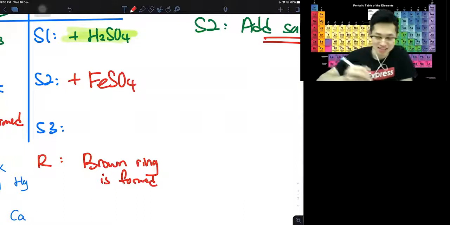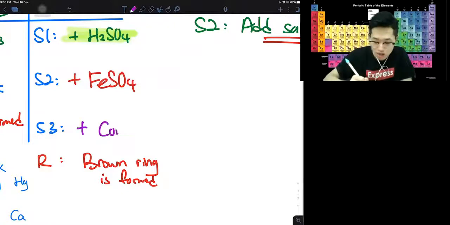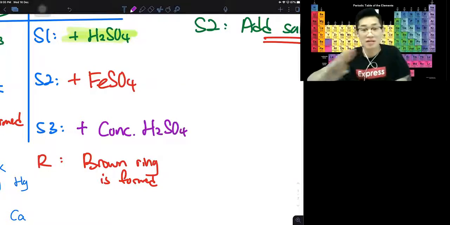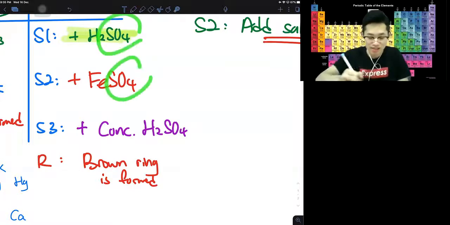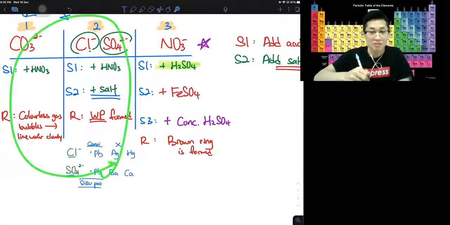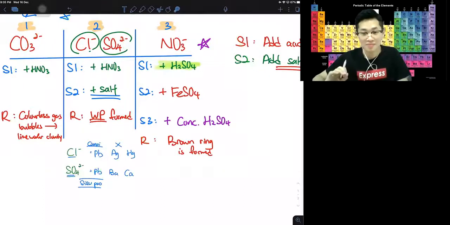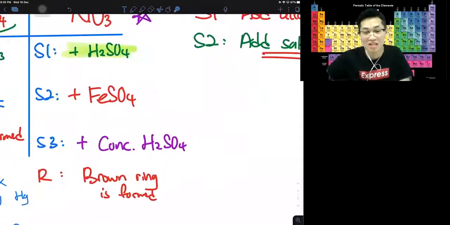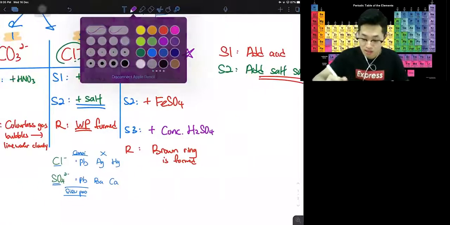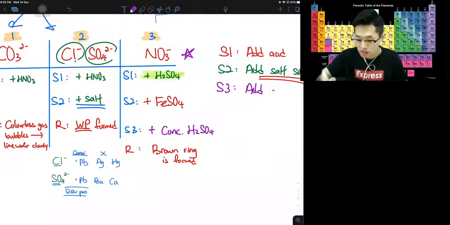Okay, last one. The last step here is add concentrated sulfuric acid. That's all. Sulfuric acid, iron(II) sulfate, concentrated sulfuric acid. It's like everything sulfate, sulfate, sulfate. Step 1, step 2, everything nitrate. These 3, sulfate. Must be sulfate. If it doesn't have the sulfate ion, then the brown ring cannot form. Now I write down my step 3: add concentrated acid.